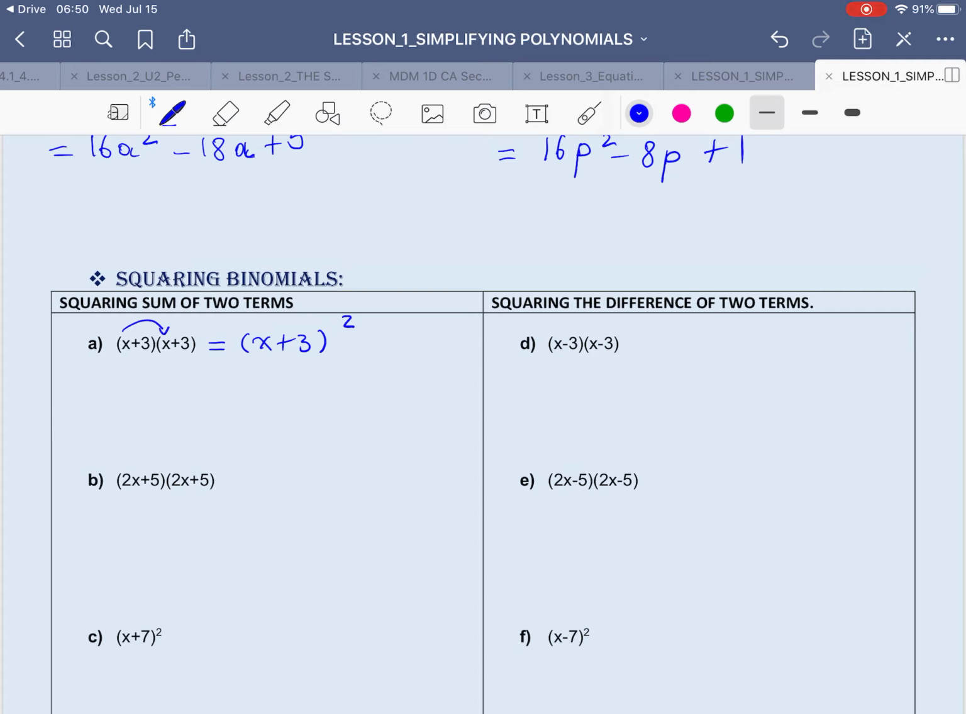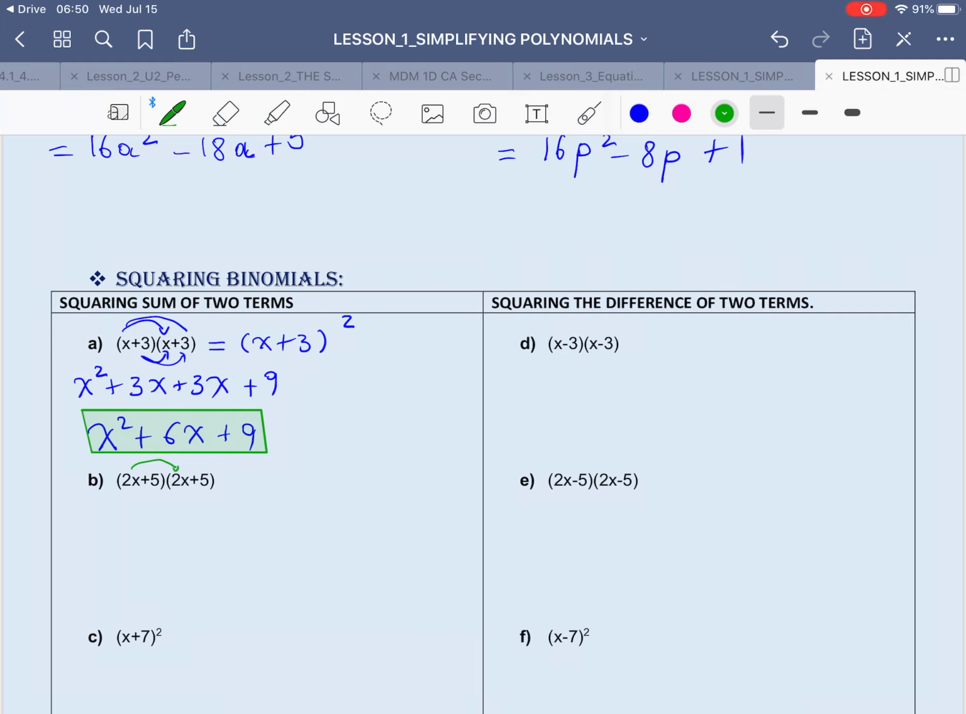So again we go: x times x, x squared, x times 3, 3x, 3 times x, 3x, 3 times 3, sorry, that's 9. So x squared plus 6x plus 9 is the answer. Next, 2x plus 5 times 2x plus 5.